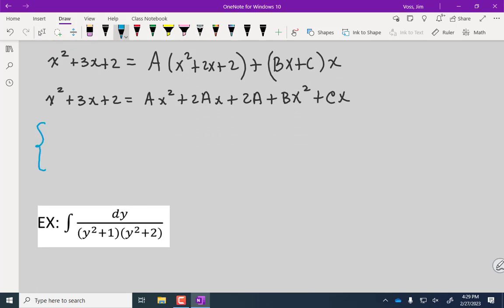What is the coefficient of x squared on the left? 1. What is the coefficient of x squared on the right? If we look at all the x squared terms, what's the coefficient of x squared on the right? A plus b. A plus b. This is hard.